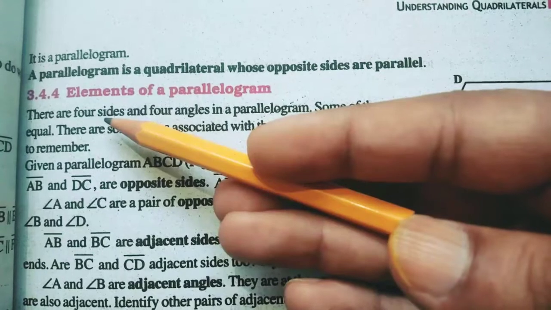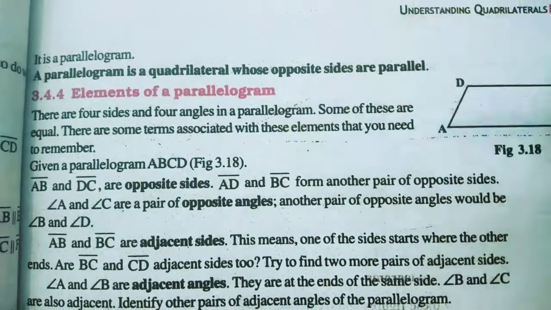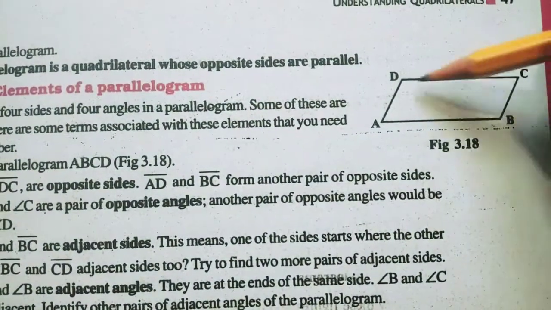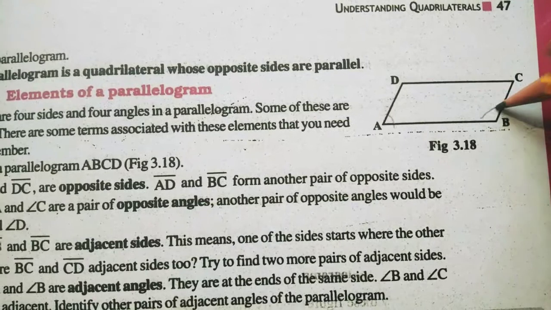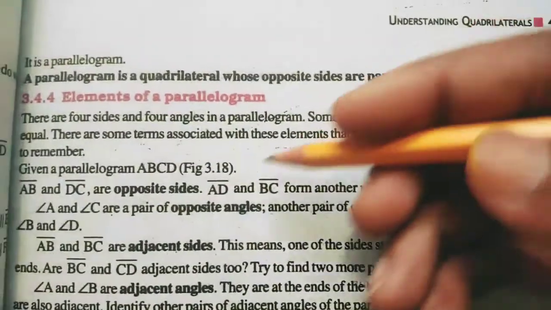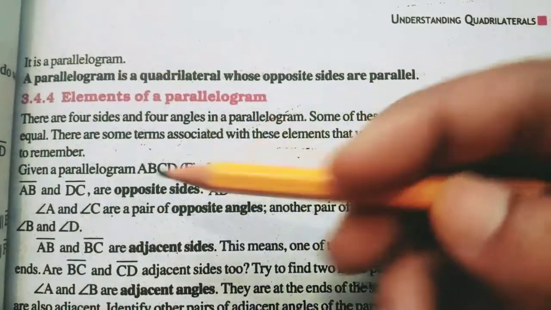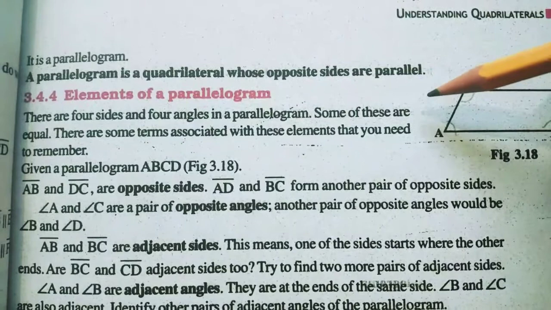First of all, see, there are four sides and four angles in a parallelogram. Angle A, angle B, angle C and angle D. Four angles are there. Some of these are equal. There are some terms associated with the elements that you need to remember.